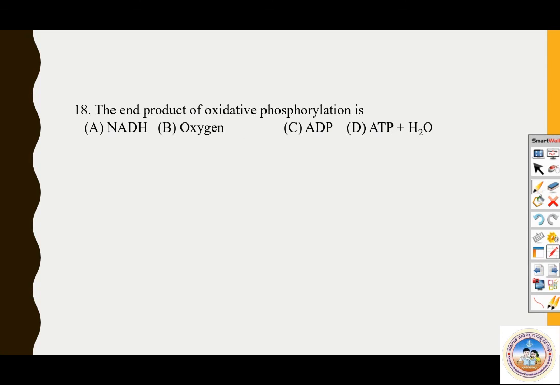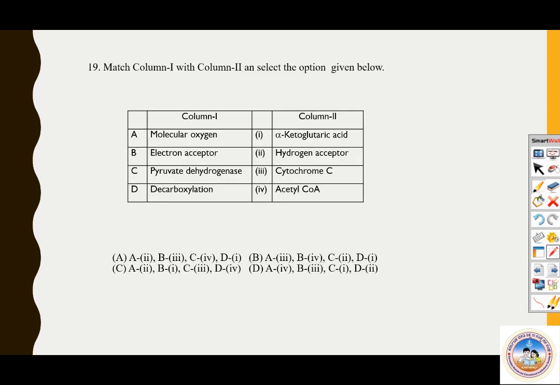The end product of oxidative phosphorylation. Okay, so the 18th one, which is the end product of oxidative phosphorylation. NADH, oxygen, ADP, ATP plus water. So obviously, ATP plus water is the end product. Am I clear to you?